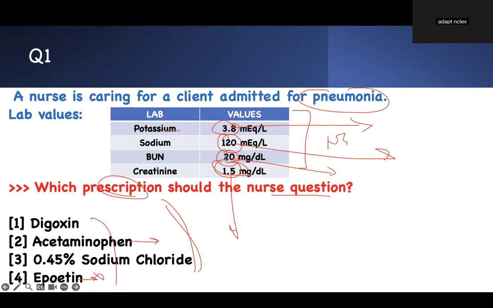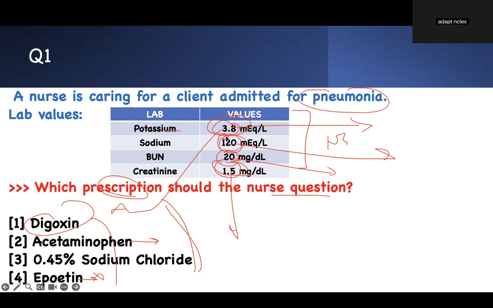Acetaminophen, well, there's no contraindication. If you have kidney insufficiency, you should not take NSAIDs. I see digoxin, but I see that the potassium is normal. Don't pick it because you see digoxin. That doesn't mean it's the right answer. I know a lot of people will pick it, but this is the way you break the question down. 3.8 is fine. Sodium is hyponatremia.